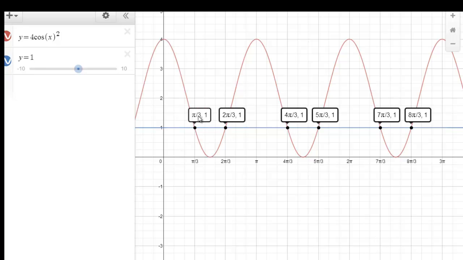So here's pi/3, and if I just add pi, I get 4 pi/3, and if I'm at 2 pi and add pi, I get to 5 pi/3. So there you go.